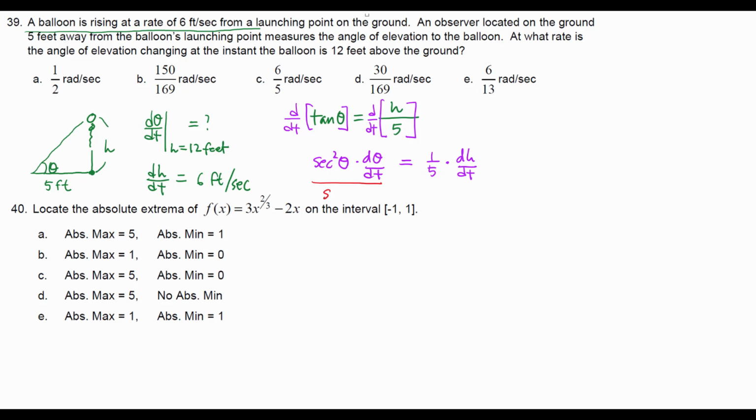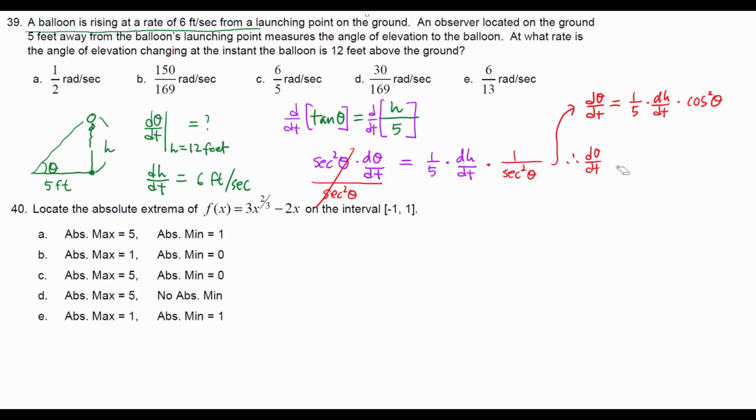So I'm going to divide by secant squared theta and multiply your right hand side by 1 over secant squared theta so that we avoid a complex fraction. Then d theta/dt is, what's 1 over secant squared? That will be cosine squared. So you have 1/5 times dh/dt times cosine squared theta. And now we need to do a little bit of work here because we have to get cosine squared theta at the moment when h equals 12 feet, right?